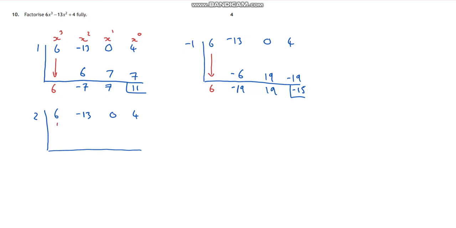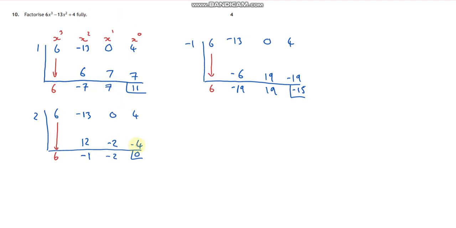So bring the 6 down. So let's multiply them, 12. That looks more promising already, isn't it? 12 take away 13, negative 1. Multiply them for negative 2. Add them. Multiply them. There we go. 0. Fantastic. So that's my first step complete then.